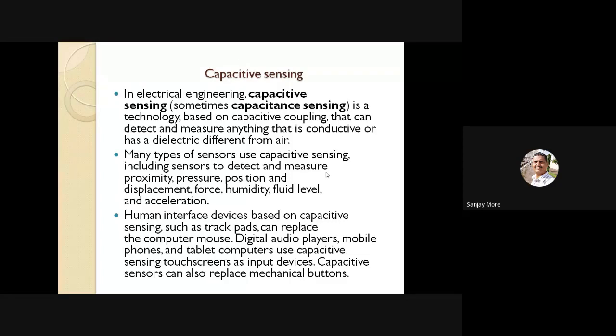Also, capacitive sensors are used to replace mechanical buttons. Means before 10 to 12 years, the Nokia 3310 mobile was there, and today all mobiles are based on capacitive sensors, means touchpads. Okay, so see the concept or overview of capacitive sensing or capacitive sensors.